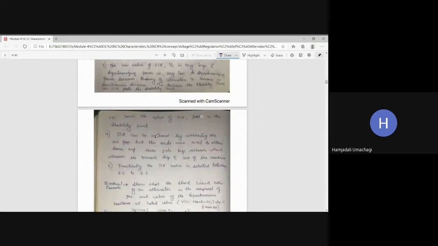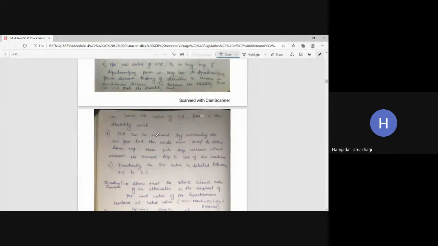Now, how can SCR be increased? In the first three cases we have seen, if SCR is low, then Xs is going to increase, because of that the machine becomes less stable, it requires large field current to maintain constant voltage, and the air gap will be less. All these are the drawbacks of low SCR. So how to improve the SCR now? SCR can be increased by increasing the air gap.